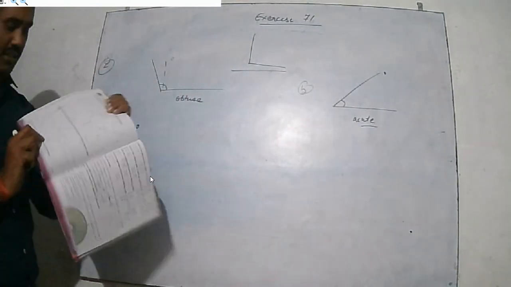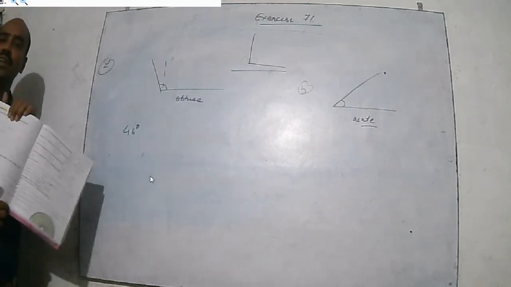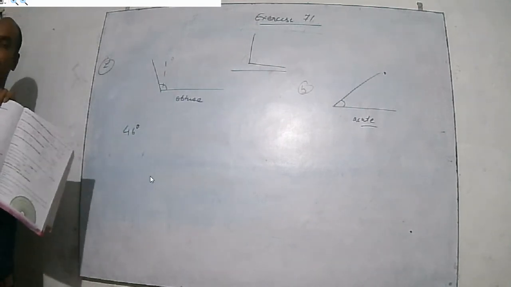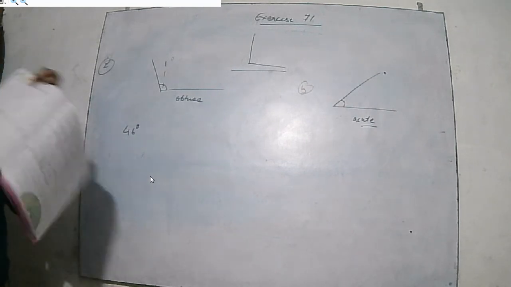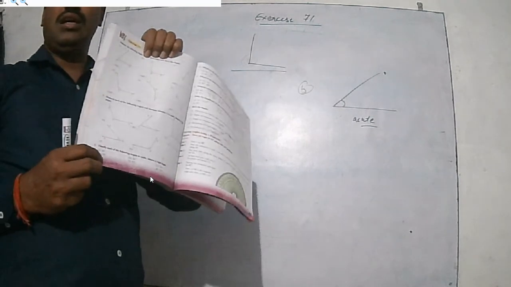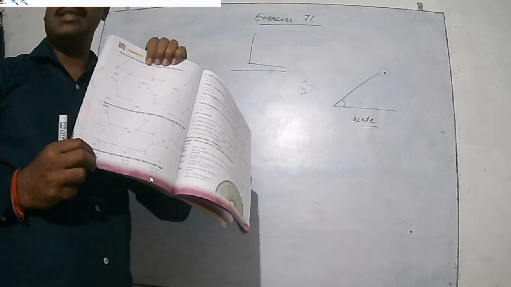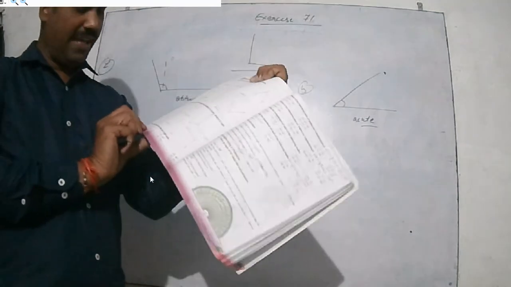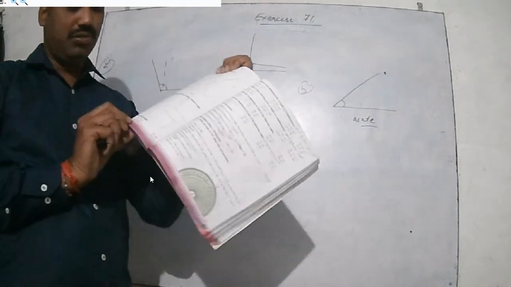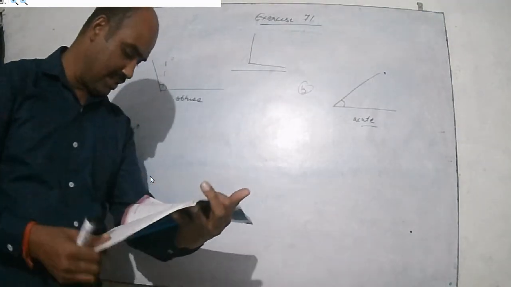If there is 102 degree, it means greater than 90, so it is obtuse. If 88 is given here, 88 means less than 90, so it is acute. And if 128 is given, it is also greater than 90 but less than 180. It means it is obtuse. 92 is given here, obtuse. 176 is given here, it is obtuse. Okay, this much is there.